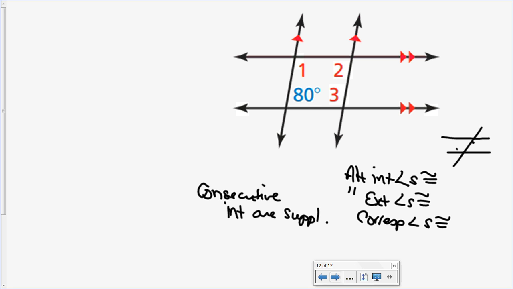Okay? So, if this is 80 degrees, angle 3 is consecutive interior with it, right? So they should add up to 180. So that's 100. And that means that 2 is consecutive interior with 3. So it's got to be 80. And 1 has to be 100. Okay? That's all that there is for those.